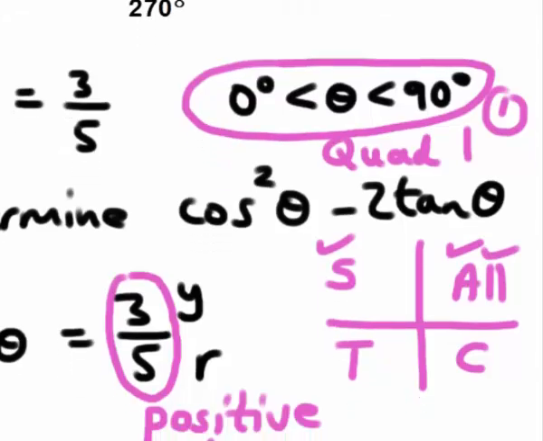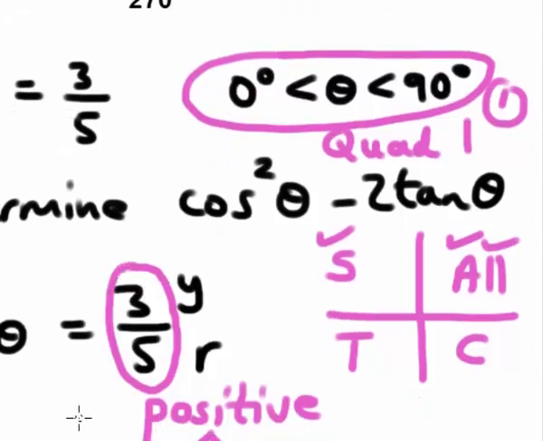So to go through that again, you look at the fraction and you see it's positive in 1 and 2. The restriction tells you the quadrant or quadrants that you may span across. In this case, it's from 0 to 90, which is quadrant 1. Okay, now how do we represent this on a diagram?